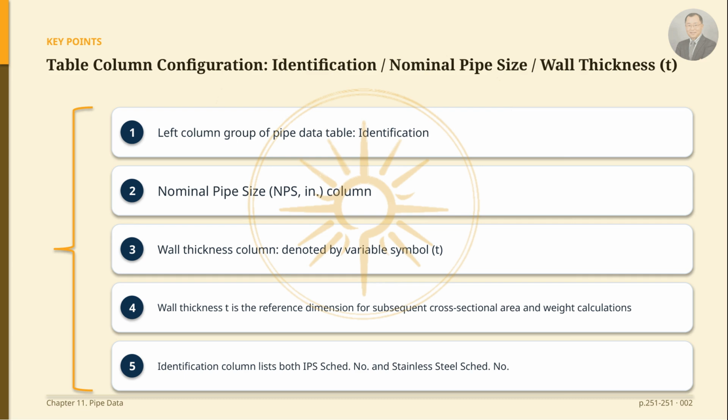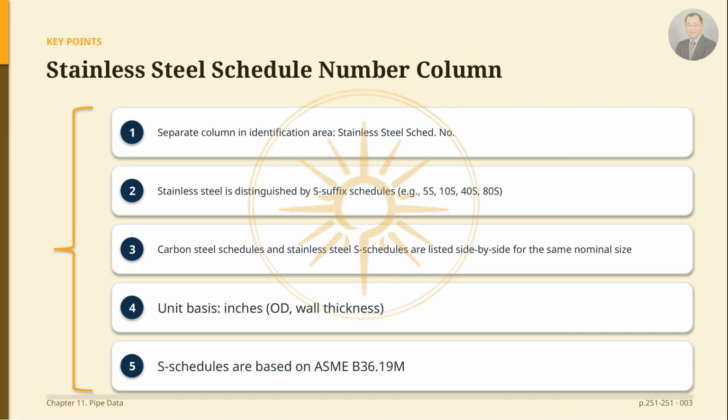This T value serves as the reference dimension for calculating the metal cross-sectional area and pipe weight, which we will cover later. The identification column lists both iron pipe size schedule numbers and stainless steel schedule numbers together. This table is a reference showing the schedule number system and standards for stainless steel. To distinguish it from carbon steel, an S is added after the schedule number for stainless steel, denoted as 5S or 40S, for example. Since carbon steel schedules and stainless steel, S, schedules are listed side by side for the same nominal size, please clearly verify the difference between the two specifications during design.